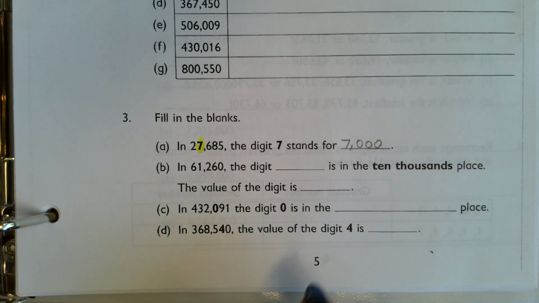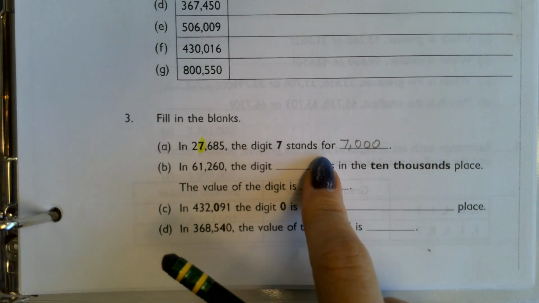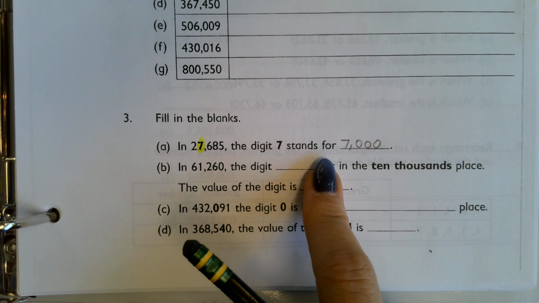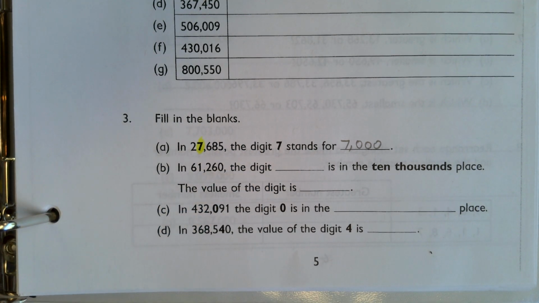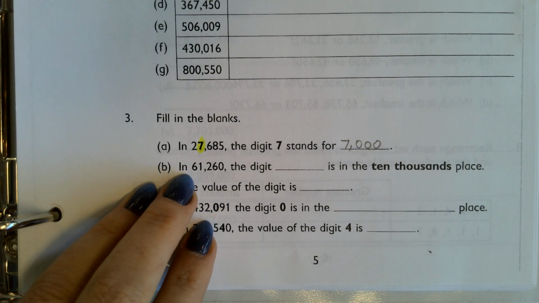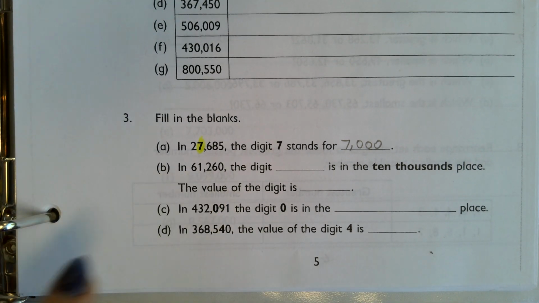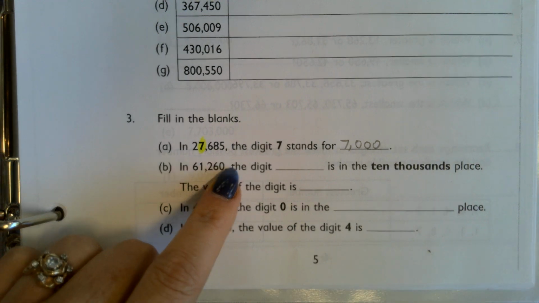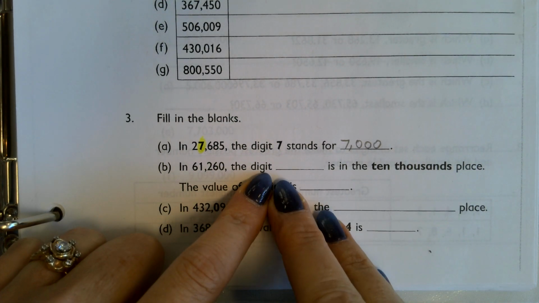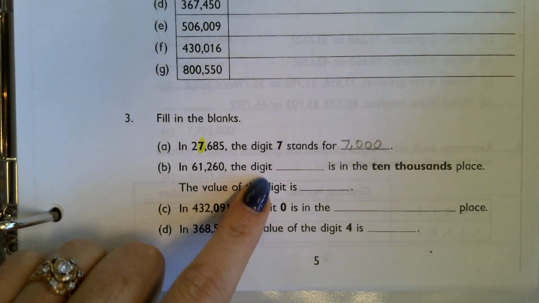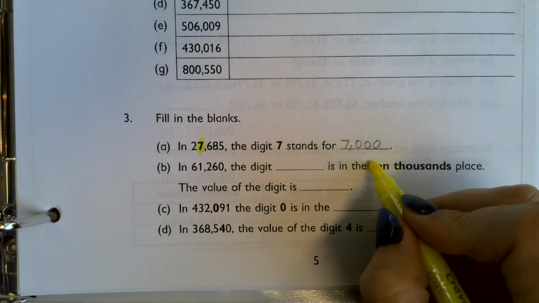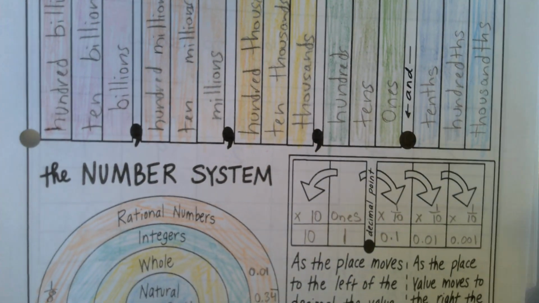And I actually don't like it saying, well, what's it stand for? I like it saying, what's the value of the digit 7? Because really we're talking about value. Value is a better word choice here. What about in 61,260, the digit blank is in the 10,000s place. So 10,000s place, I'm going to look here.